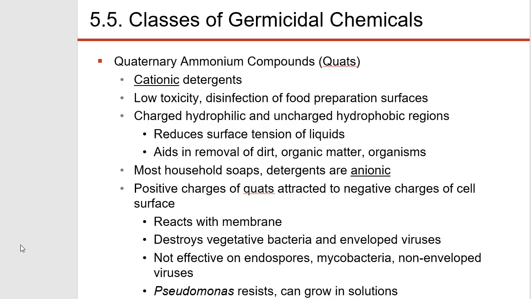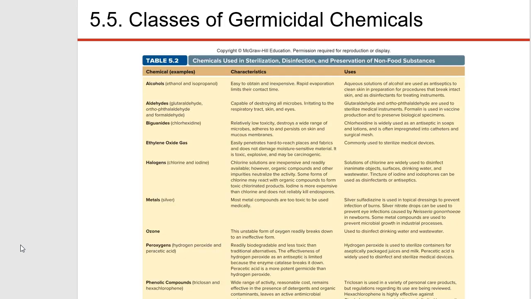Quaternary ammonia compounds, we use quats. They help remove dirt and organic matter. And here we go into a very long list of how we use the classes of germicidal chemicals.